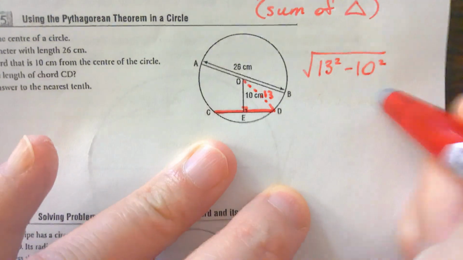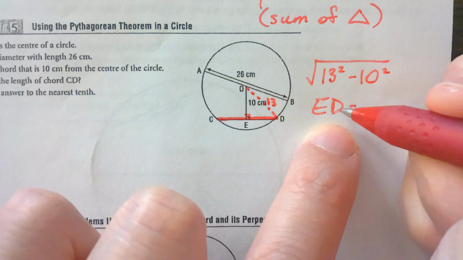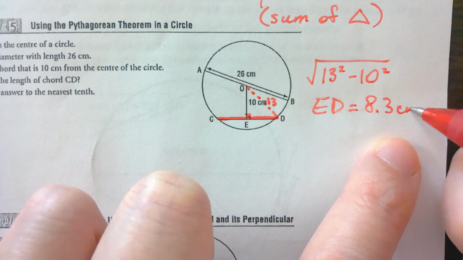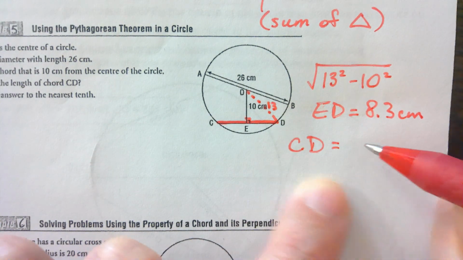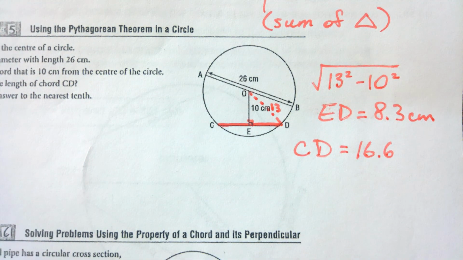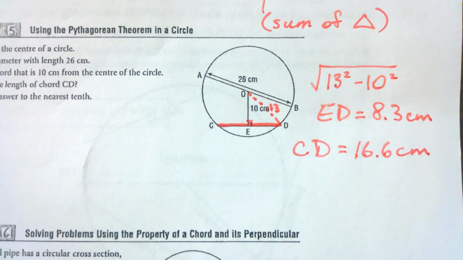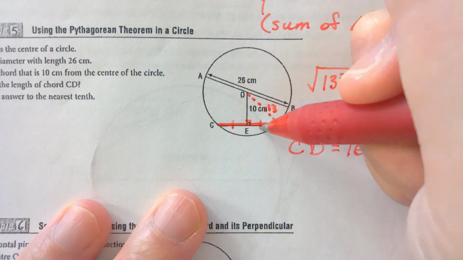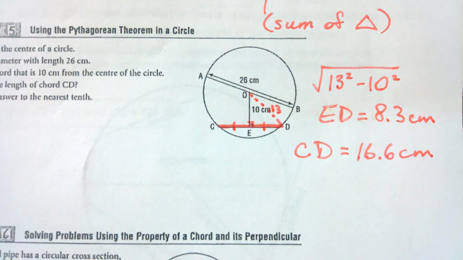Let me just rewrite this. E to D. This is how we also write the length. The length of ED is 8.3 centimeters. So the length of CD is 16.6. Final answer, Max? Centimeters. Because it's double. Okay, and why is it double? Because we just said if this OE bisects the chord, then they're equal.